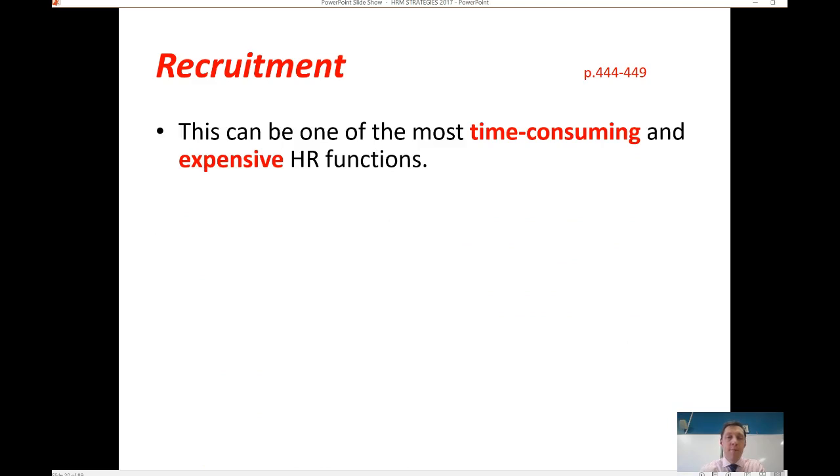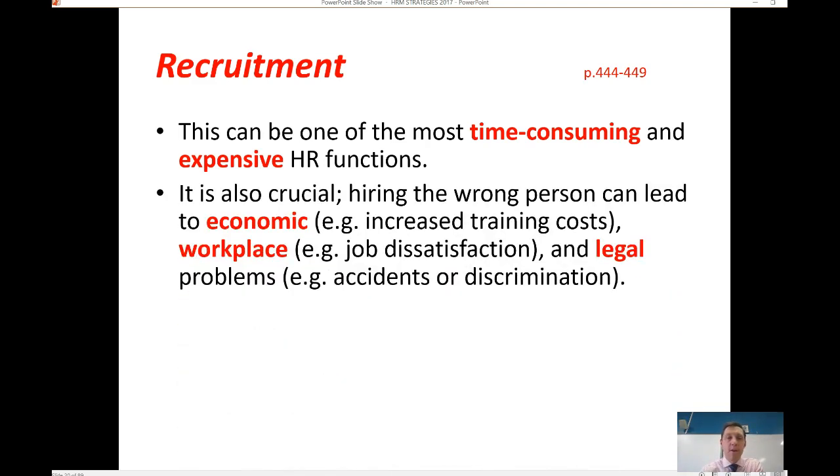One note about recruitment: it can be extremely time consuming, it can be a very expensive human resource function. Often it is outsourced, but at a significant cost. However, while it is time consuming, while it is expensive, it's clearly very important, okay, because if an organisation ends up hiring the wrong person, that can have significant implications.